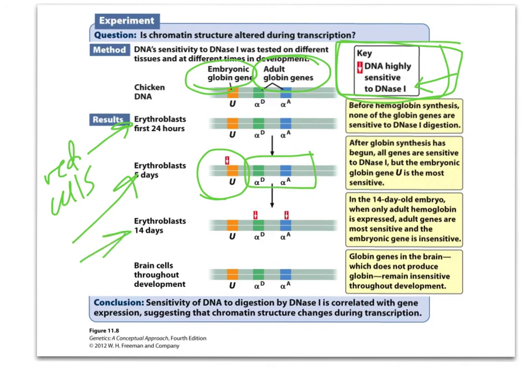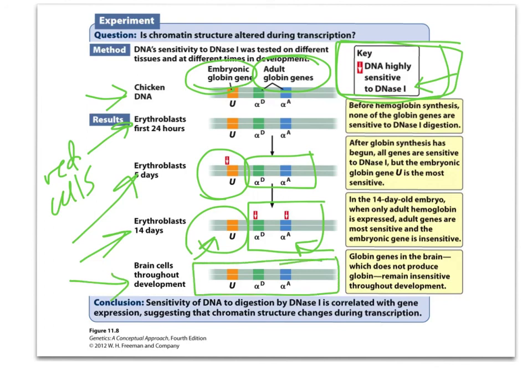Once you're 14 days, the embryonic is shut down. Now you're considered an adult if you're a mouse. Or I guess this is a chicken, but whatever. Now the embryonic region is closed down. The DNase can't break it apart. The adult globin genes are open, beads on a string. They can be cleaved up. And then if you're looking at a brain, right, brain cells should never be making hemoglobin, so they're always closed down. So that set up the open chromatin, beads on a string, is where genes can be active. Closed chromatin, where it's shut down, are not active, suggesting that chromatin structure must change during transcription. And we will talk more about this later in the semester when we get to gene regulation.